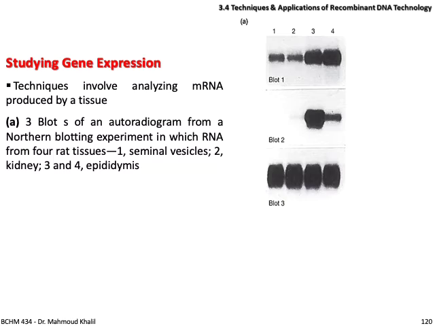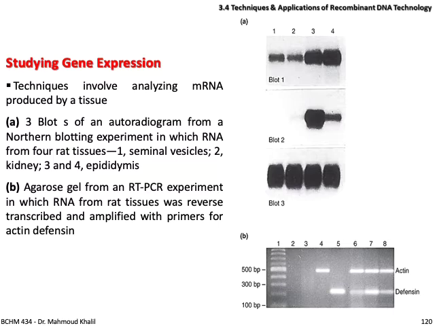Okay. So you can see an agarose gel from an RT-PCR experiment, in which RNA from rat tissue was reverse transcribed and amplified with primers for actin.